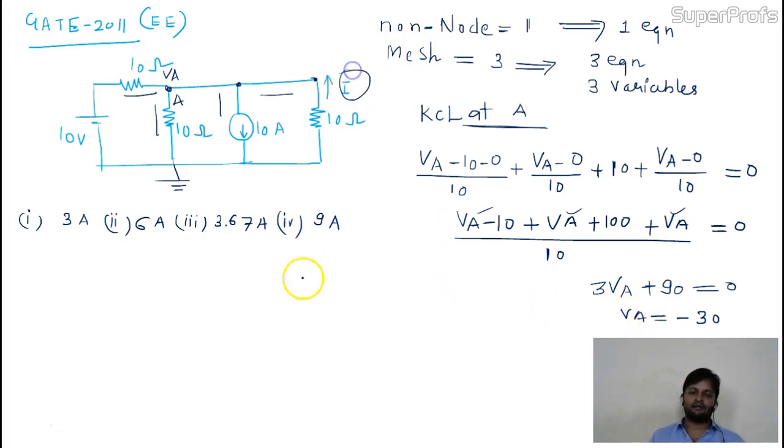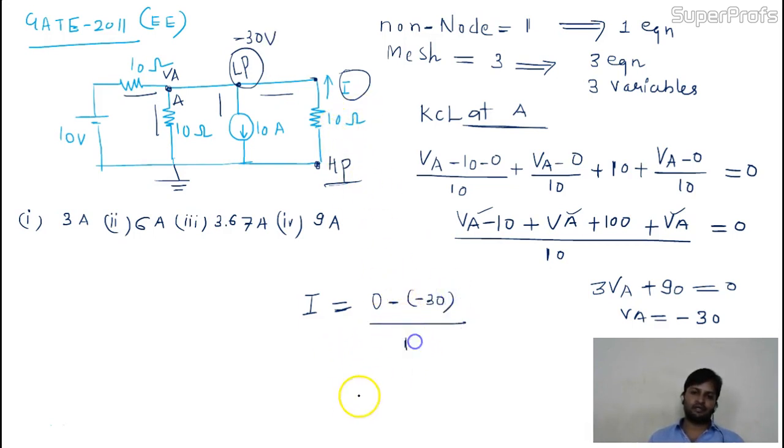Now tell me the current I. The direction of current is upward, which means this will be at higher potential and this at lower potential. So what is the higher potential in this circuit? 0. Minus the potential difference; here the voltage is minus 30. So minus of minus 30, divided by 10, becomes 30 divided by 10 equal to 3 ampere. The answer is 3 ampere. This is the option.